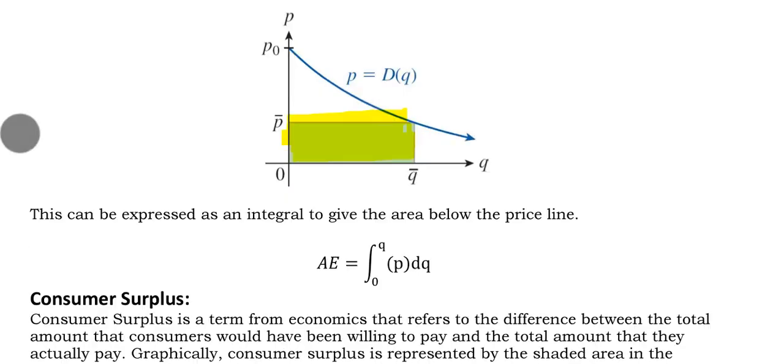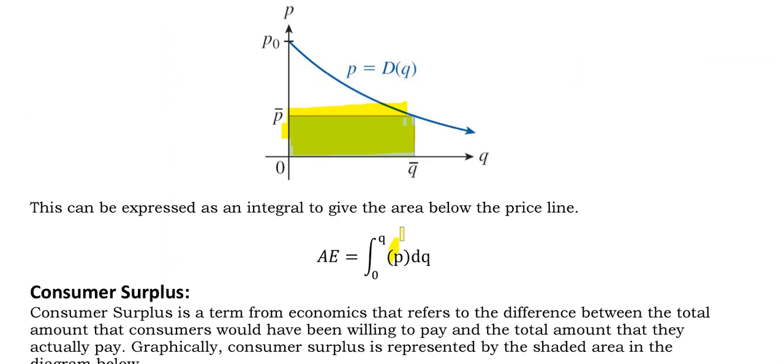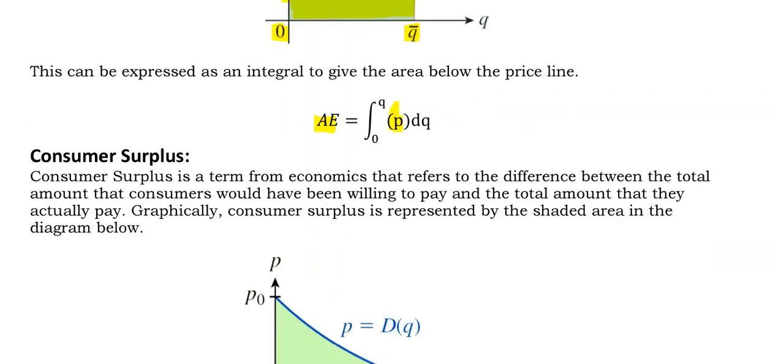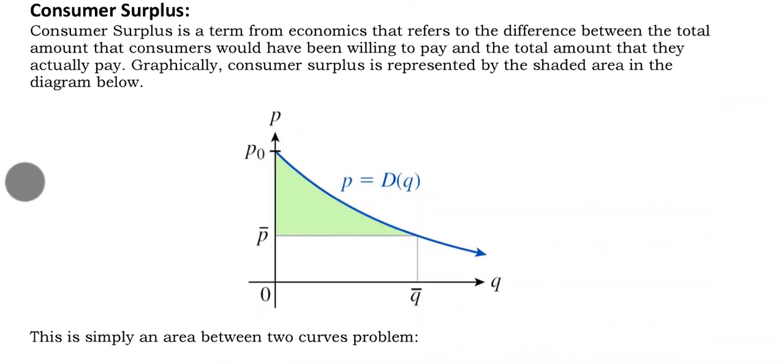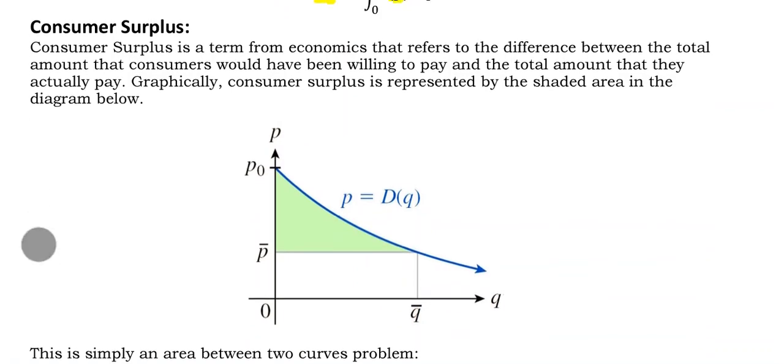And we could create an integral for that. The actual expenditure is simply the integral, once again, from 0 to Q of the price. Now, the price is a constant. So this is simply the integral of a constant P with respect to Q. So we have two different integrals now. We have the integral for the willingness to spend, the integral for the actual amount the public has to spend, and consumer surplus is the difference between those two.